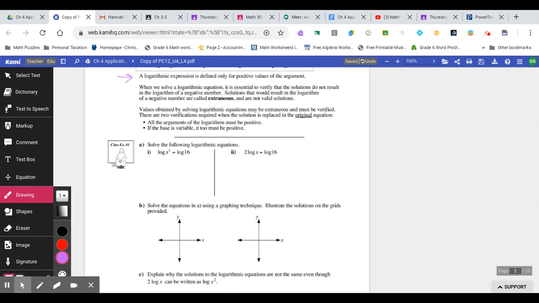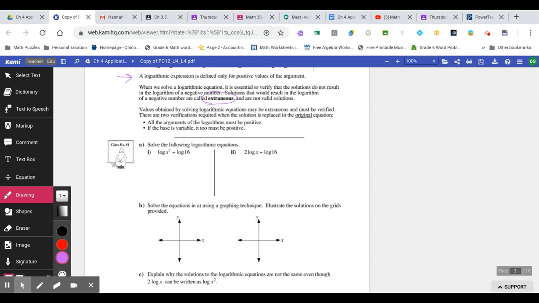Solutions that would result in the logarithm of a negative number are called extraneous and are not valid solutions. Values obtained by solving logarithmic equations may be extraneous and must be verified. There are two verifications required when the solution is replaced in the original equation. Please go back into the original. There's two things to watch for. Number one, all the arguments must be positive, and the base, if a variable, must be positive as well. So you have to check for the arguments and the bases.